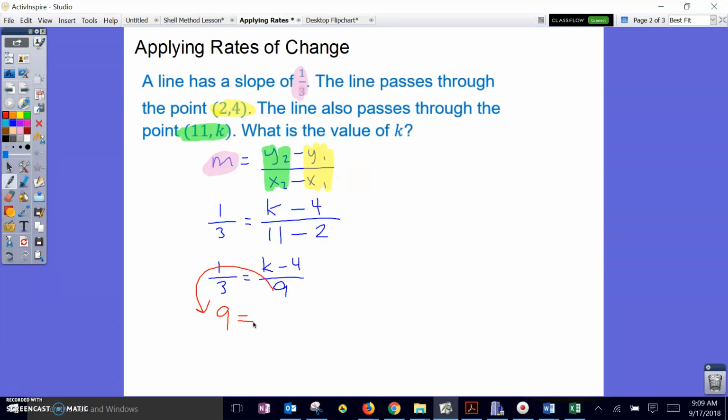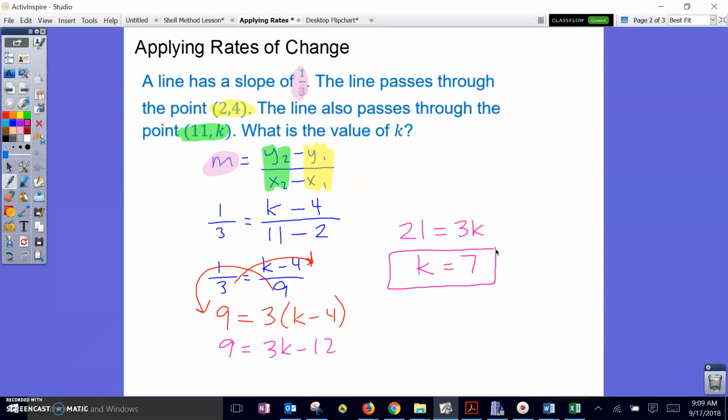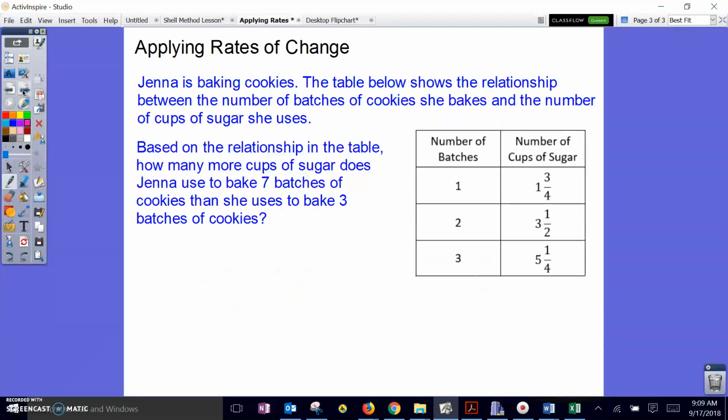9 times 1 gives me 9, and 3 times the quantity k minus 4 gives me 3 times the quantity k minus 4. And now I can solve this equation for k. I distribute the 3 through the parentheses. I add 12 to both sides, and I divide both sides by 3. And I get that the missing coordinate is a 7. Okay? All right. On to our last example from this lesson.